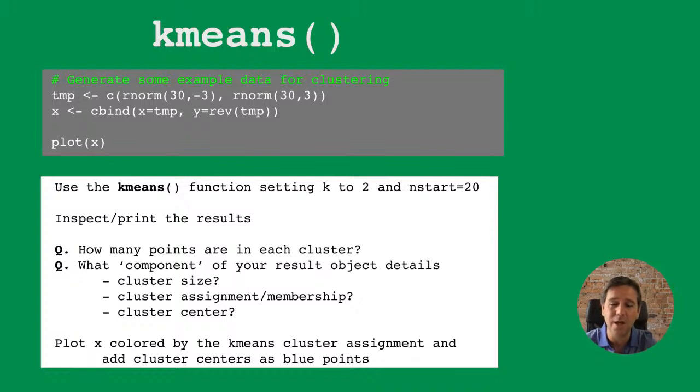In the first line of code up above, we're generating a little vector called tmp, because I'm not very inventive. It takes input from the rnorm function. I'm asking for 30 points centered at -3, that's the first part of the first line. Then there's a second rnorm call, which gets another 30 points centered at +3. And then the second line, X, the thing that I'm going to plot eventually and do some clustering on, puts them together: one the straight way around and one reversed.